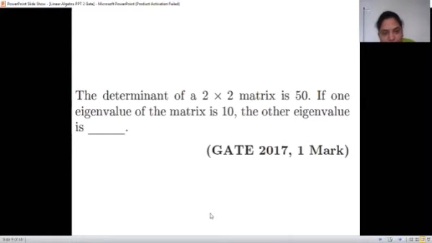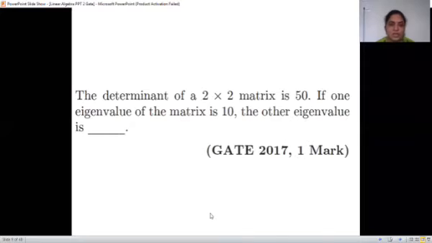How to solve that? Can you explain how? Lambda 1 into lambda 2 is equal to determinant of A. Very nice, very nice. As this is a 2 by 2 matrix, it will have 2 eigenvalues. At the most, there will be 2 eigenvalues, right?